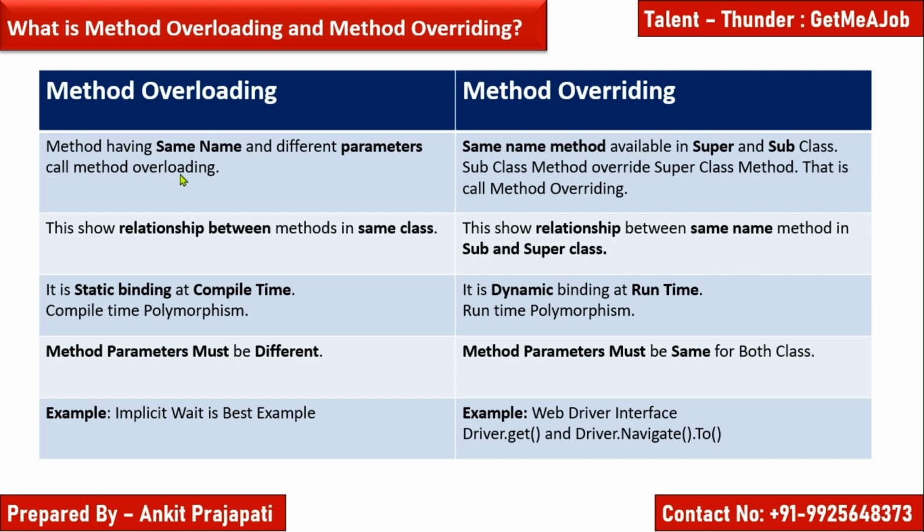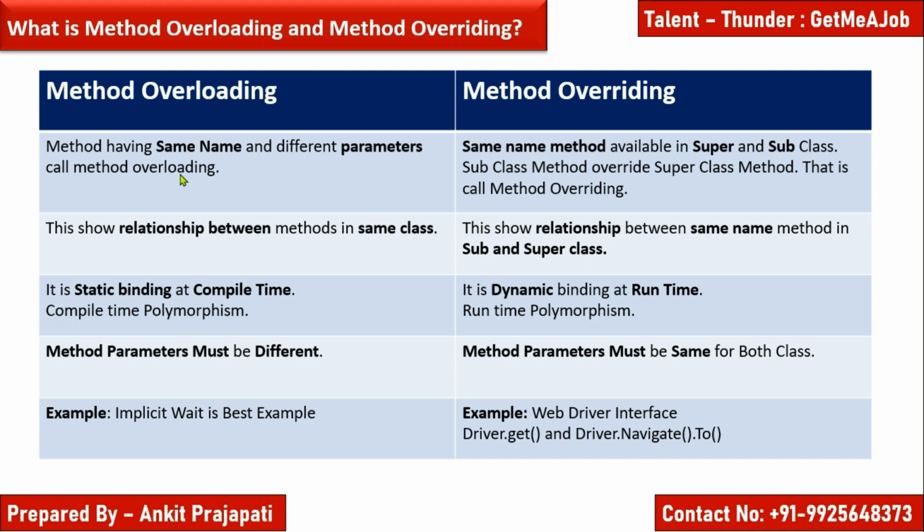Because if I want to find the area of a circle, I need to pass a different parameter, right? So this is the way: you will have multiple methods with the same name, but the parameters will be different. That is called method overloading. A method is overloaded with a different set of parameters.